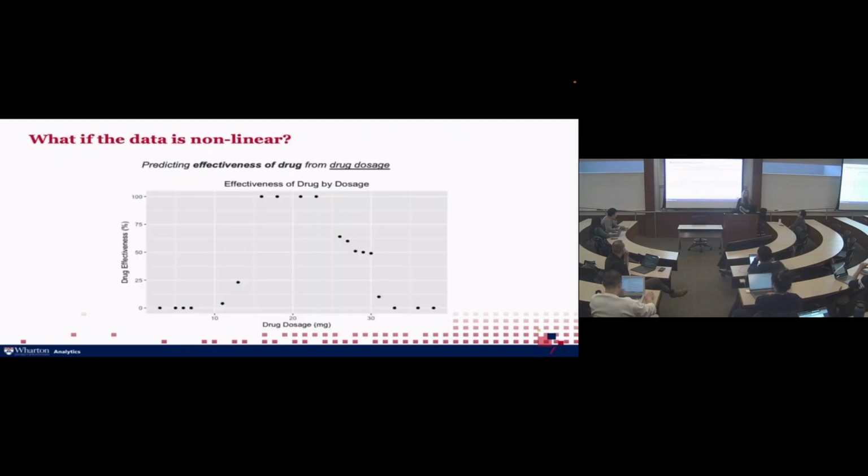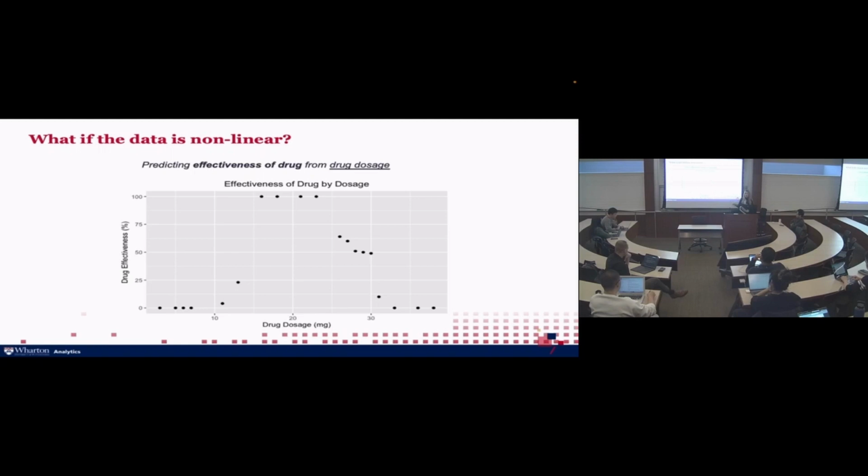Okay, so what do we do if the data is not linear? An assumption of running a linear regression is that you have to have a linear association between the two variables. So what happens if you don't? This data set is predicting effectiveness of a drug from the dosage of that drug.